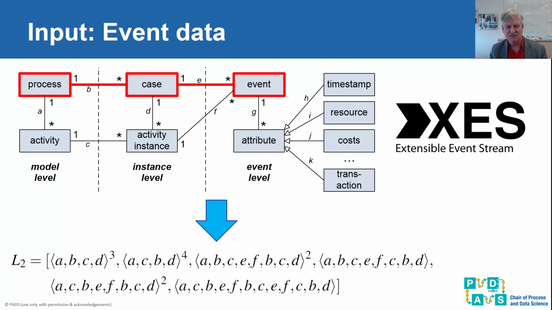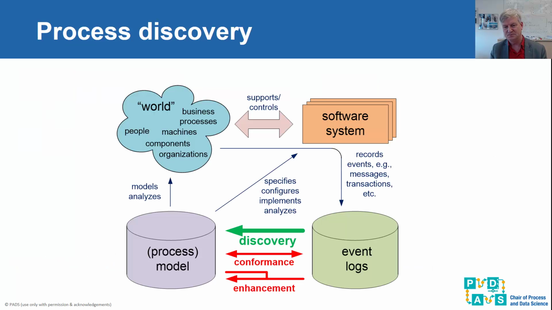I assume that everybody is familiar with the notation of multisets, and that you can see, for example, in this example, we have a log L2 that has a bunch of cases, and there are 3 cases that are following the pattern or the process variant, where we first execute activity A, then activity B, then activity C, and complete with activity D, etc. This should be nothing new.